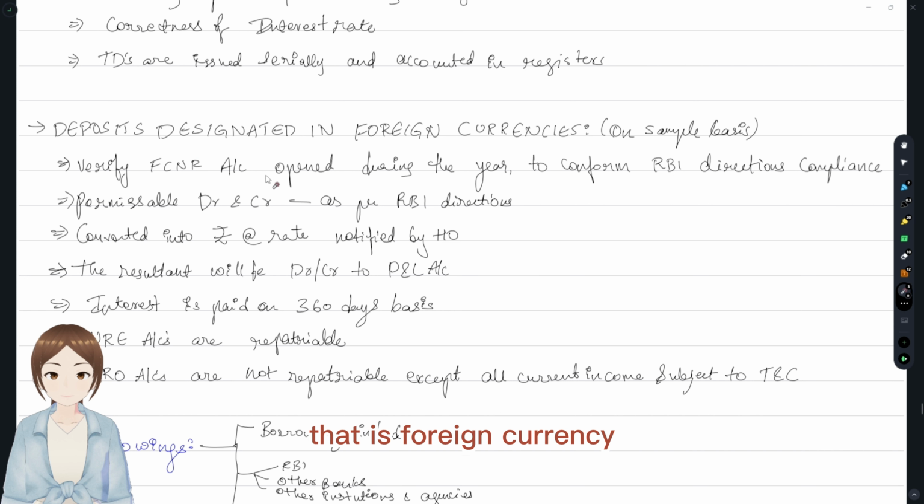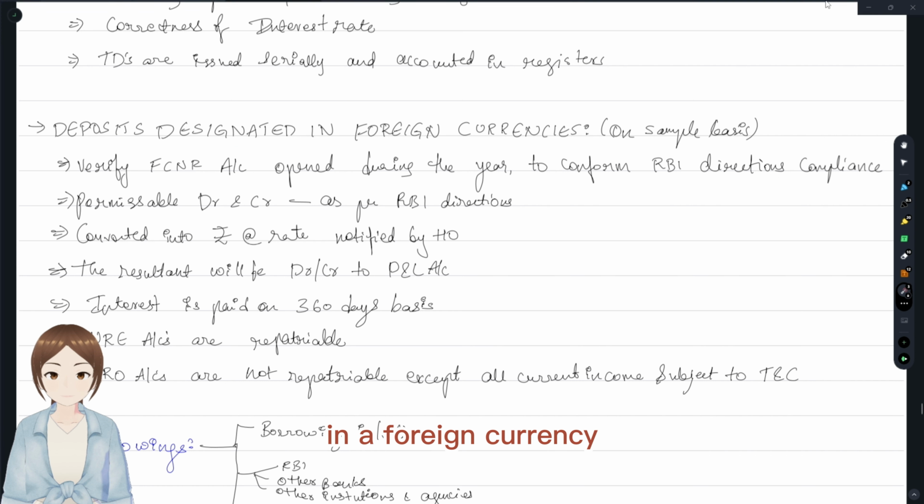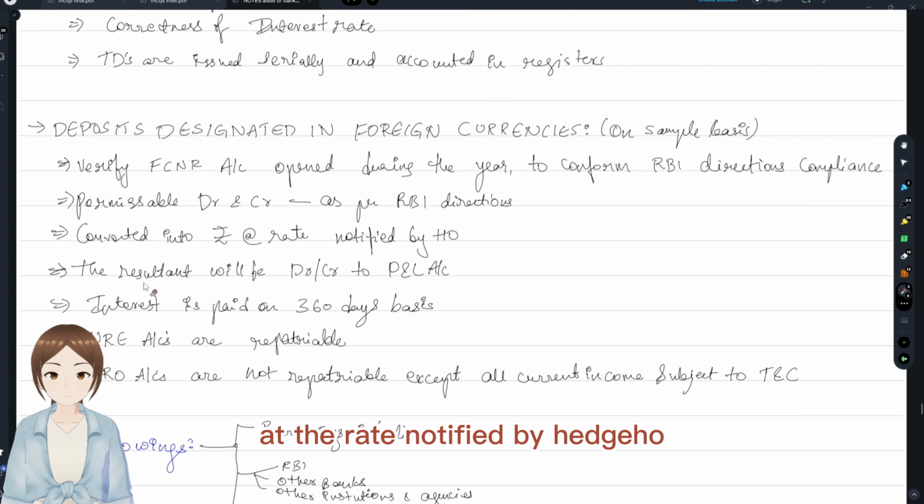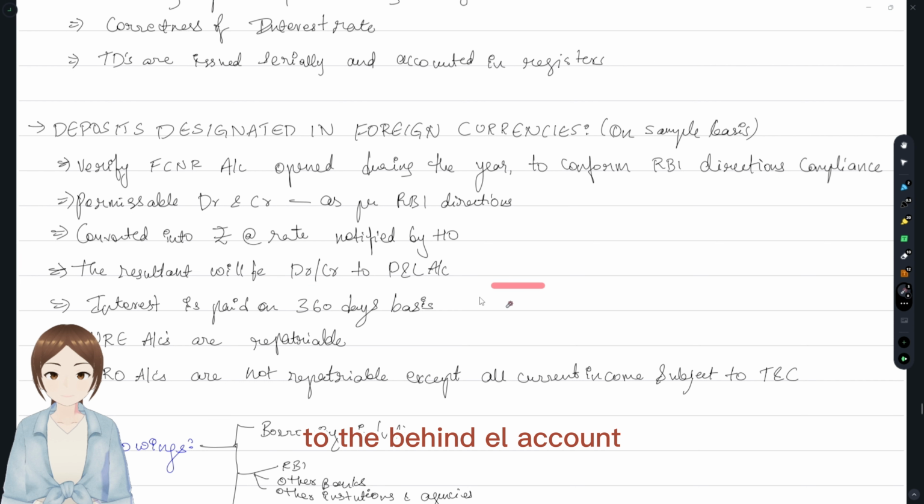Verify the FCNR account, that is, the foreign currency non-resident account. This account is widely used by NRIs to store their income in a foreign currency. Verify accounts opened during the year to confirm RBI regulation compliance, permissible debits or credits as per RBI directions, and conversion into rupees at the rate notified by HO, and the resultant will be a debit or credit to the P&L account.